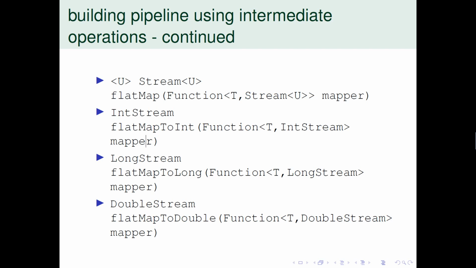We have flatMapToInt, flatMapToLong, and flatMapToDouble. The input side is some type T, the output side is an int stream, long stream or double stream. So with flatMap, for one element, I'm able to generate a stream and I'll be able to use it.